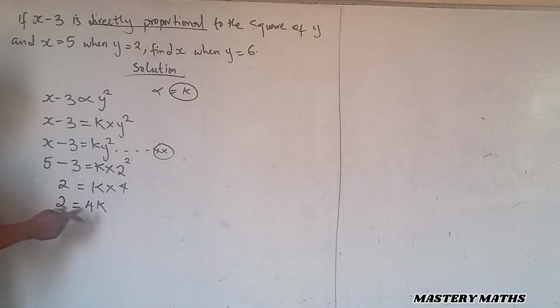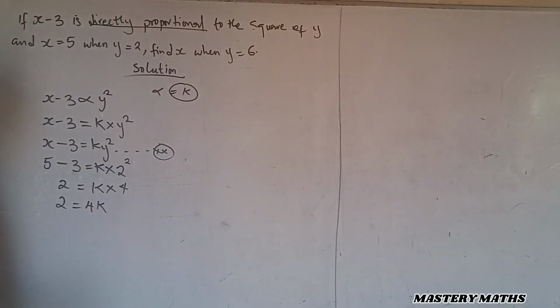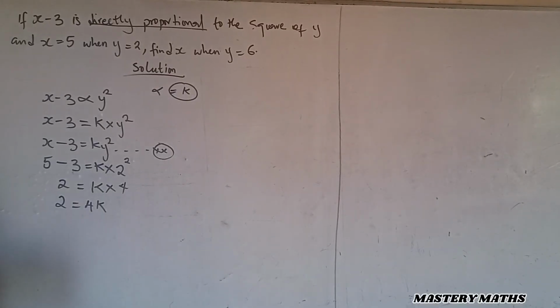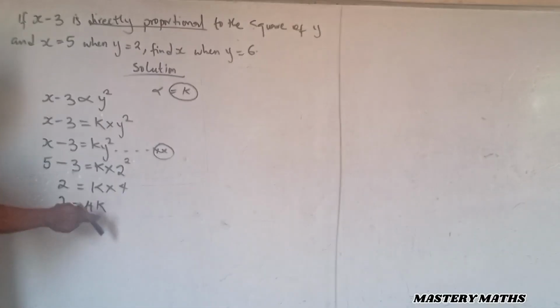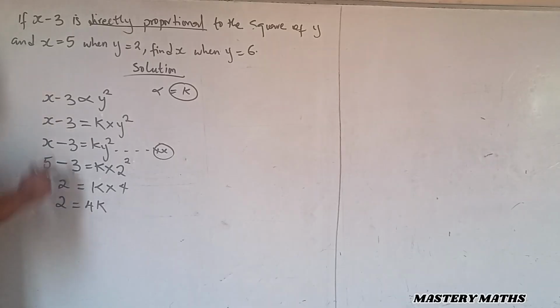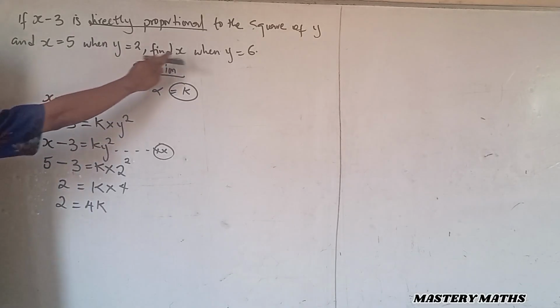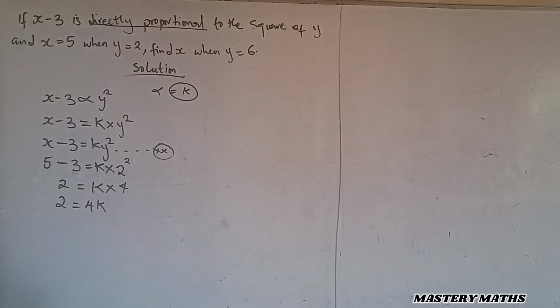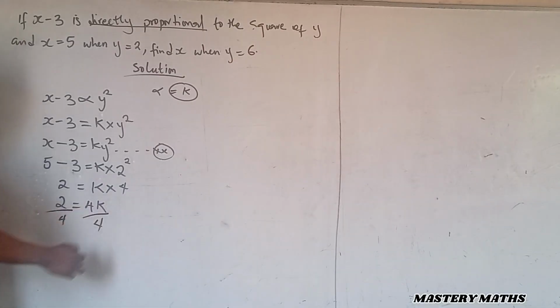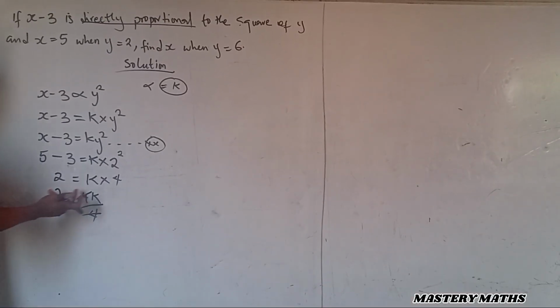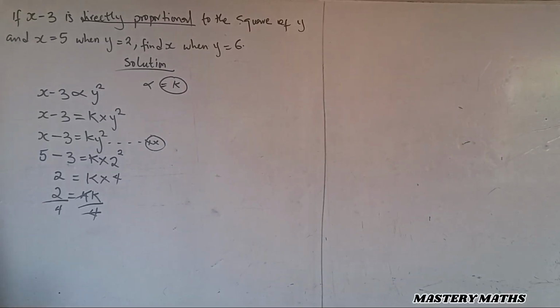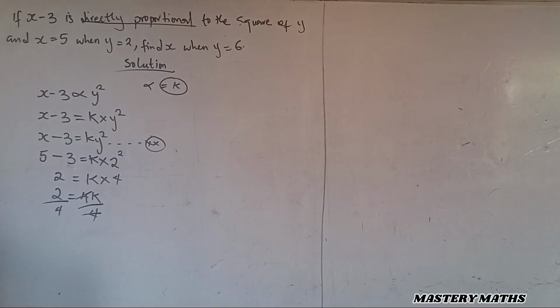In every proportionality, you're expected to look for the constant. Very, very important. You need to search for the constant first, because the constant will help you look for the rest. Because we have the next question, find x when y is equal to 6. Now to look for the constant, we divide both sides by 4. The constant is very important whenever you're solving for variation.